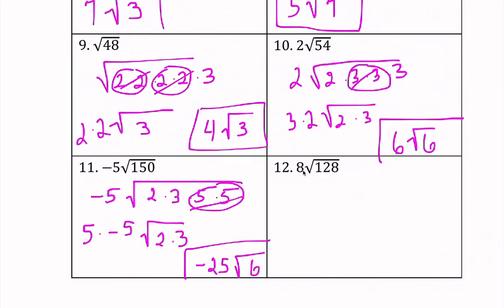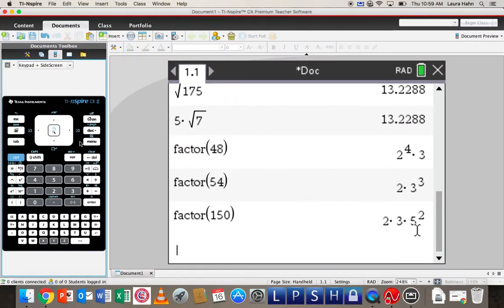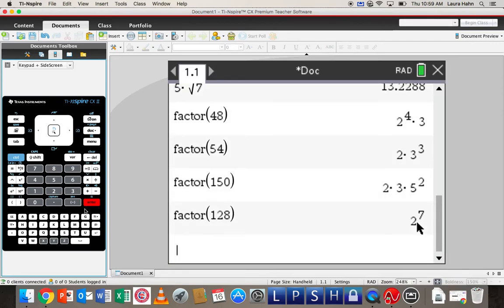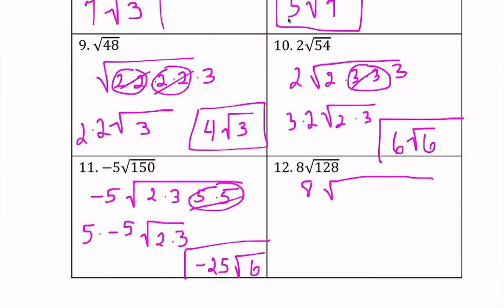So I already have an 8 out front. And now I'm going to factor and break down 128. So menu, number, factor, 128. This tells me I want 7 2s. Oops, 7 2s. 1, 2, 3, 4, 5, 6, 7.